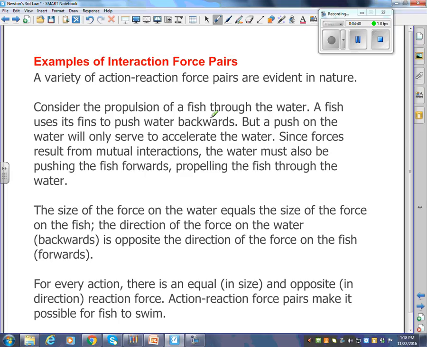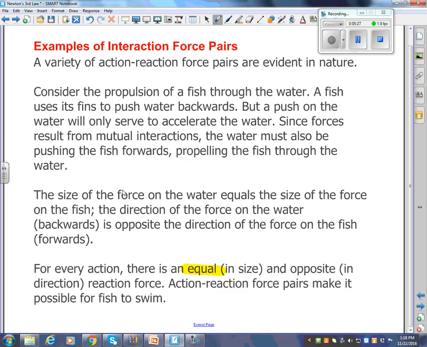Since forces result from mutual interactions, the water must also be pushing the fish forwards, propelling the fish through the water. So the fish pushes on the water, and the water pushes back. The size of the force of the water equals the size of the force of the fish. Equal. The direction of the force on the water, backwards, is opposite the direction of the force on the fish, forwards. For every action, there is an equal in size and opposite in direction reaction force. Action-reaction force pairs make it possible for the fish to swim. Clear as mud, right?